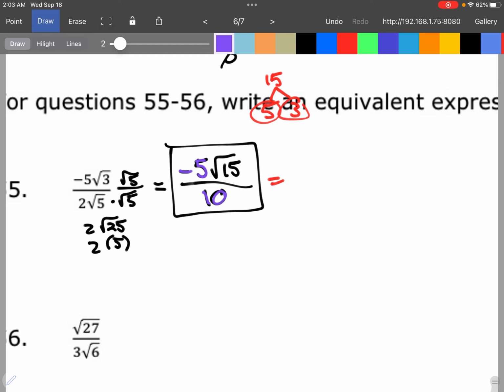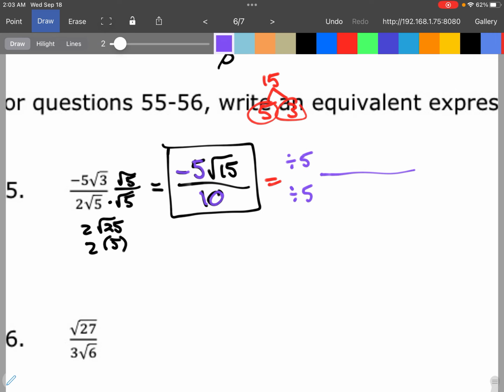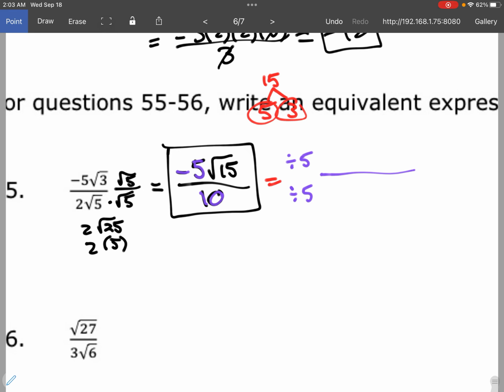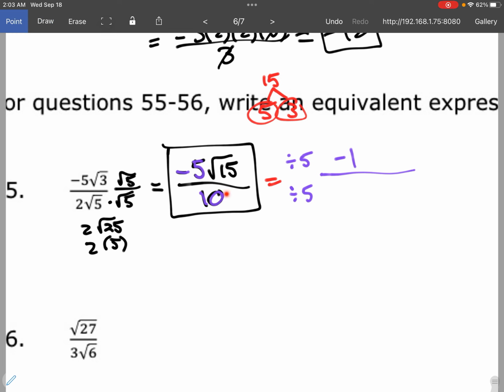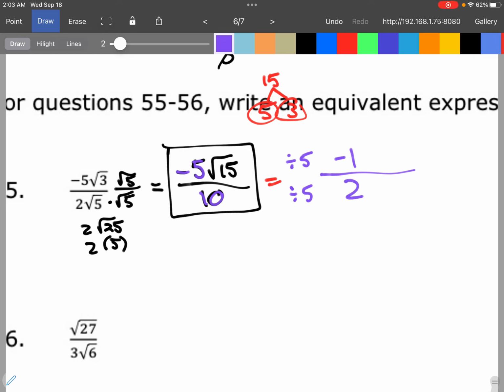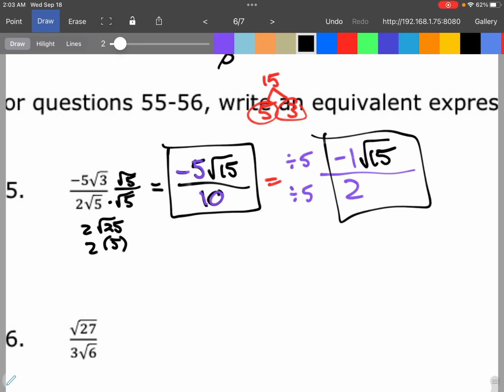Let's divide the top by 5 and the bottom by 5, which would give us -5 divided by 5, which is -1. And then we got 10 divided by 5, which is 2. And you keep your square root exactly the same, which would be your final answer right there. You've got to simplify the fraction.